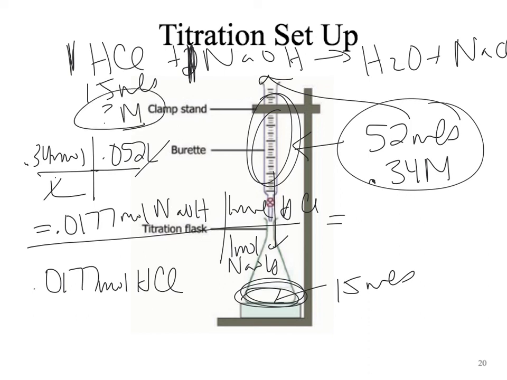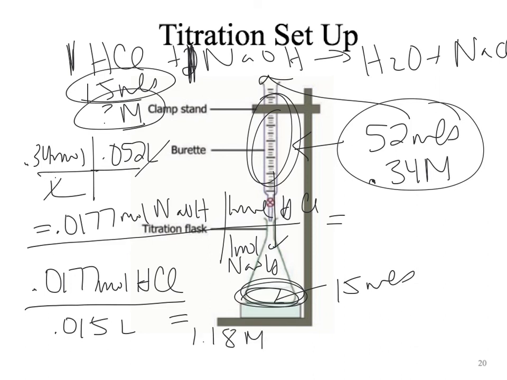Now, if you read the problem, we are looking for the concentration of HCl, and that's what you're going to be looking for as well. So what we're going to do is take these moles, take 15 mils, change that to liters, put the two pieces of information together, and we're going to determine that this is 1.18 molar HCl that we put into this flask. So definitely have this down. It's going to be used in lab.